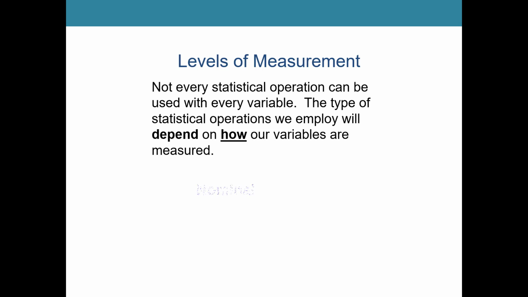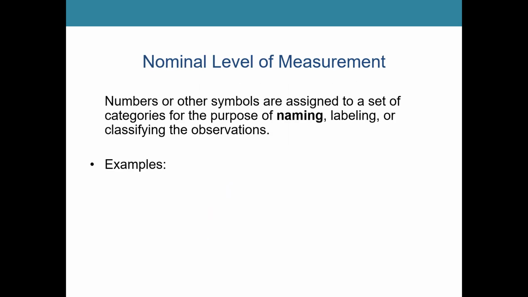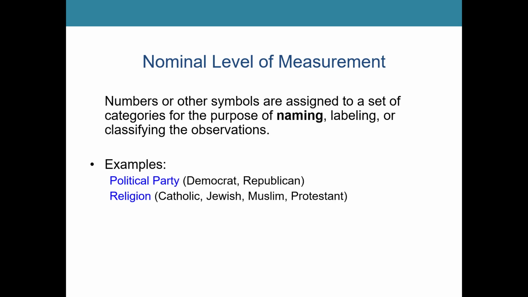So here I'm going to explain the 3 levels of measurement. They're called nominal, ordinal, and interval ratio. I know these are big words, but you're going to hear them over and over, and hopefully you will become a lot more comfortable with these words. I'm going to explain what each one means. Nominal level of measurement. This is when we look at the social world and we assign numbers to things, but the number is only for the purpose of naming, labeling, or classifying an observation.